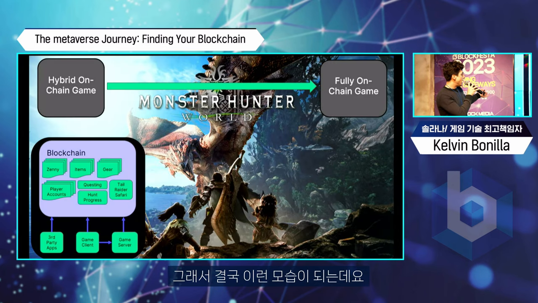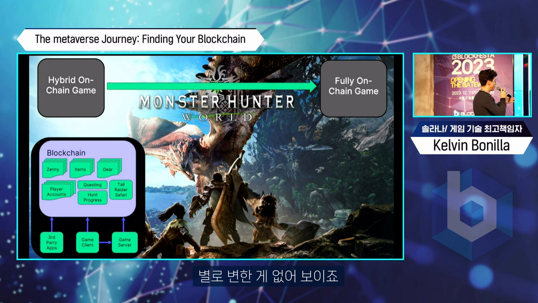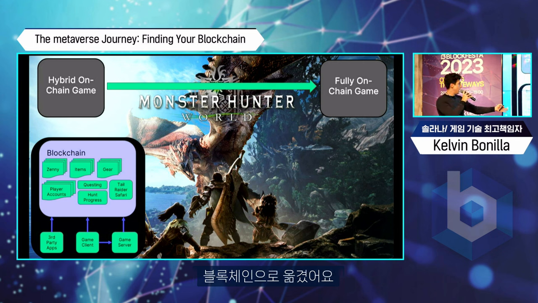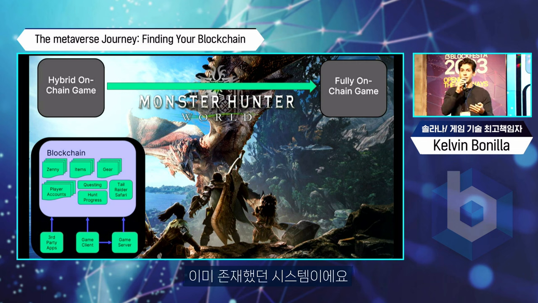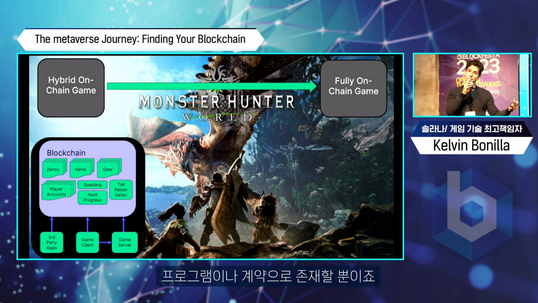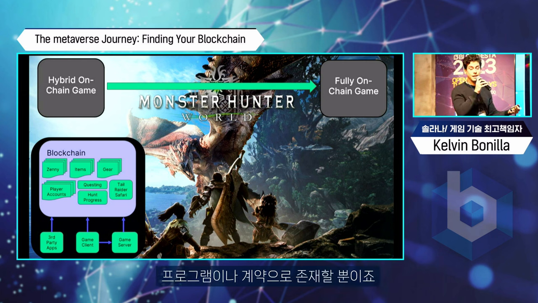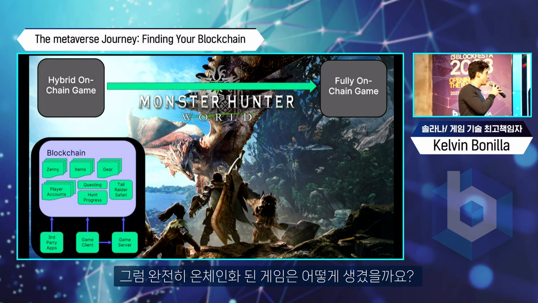So this is kind of what it looks like. Nothing much changed. We took features from the game server and we moved them onto the blockchain. Things like quests, like hunts, they're just systems that already existed. They just exist somewhere else on the chain as a program, as a smart contract. So then what does a fully on-chain game look like then?